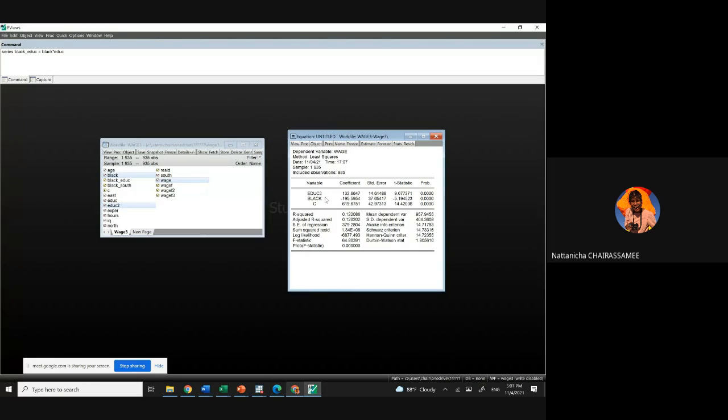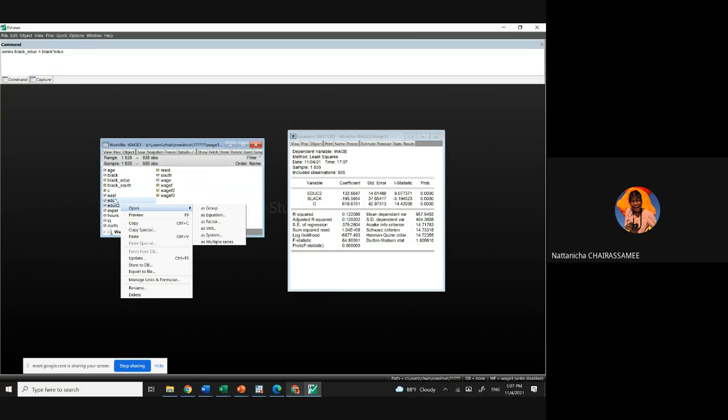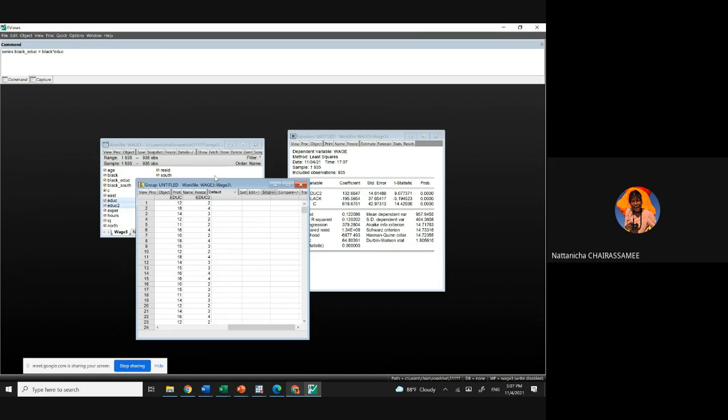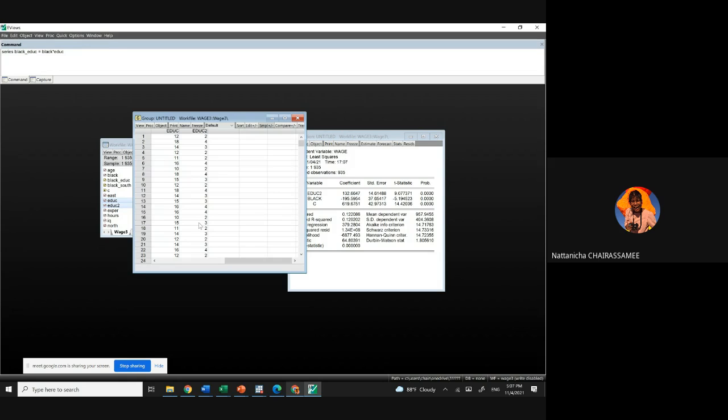So I already used different education variables. If you just open both education variables together as a group, you will see that I have different types of variable. The first one is a ratio variable. I already collected how many years of education they have. And for the other education variable here, I already transformed it from years into a kind of ordinal.